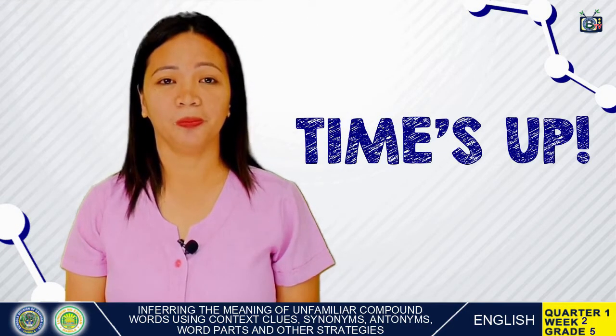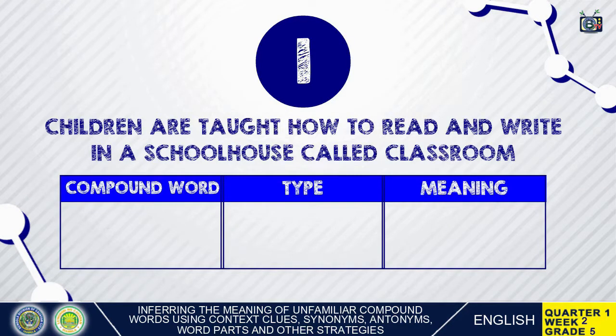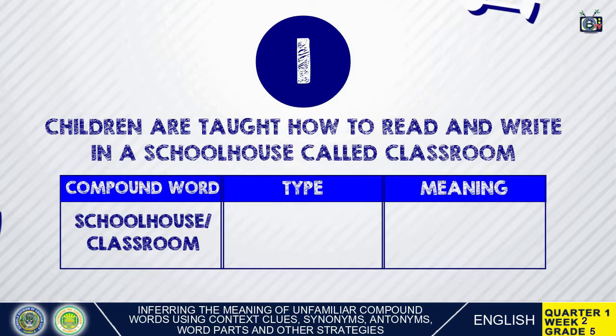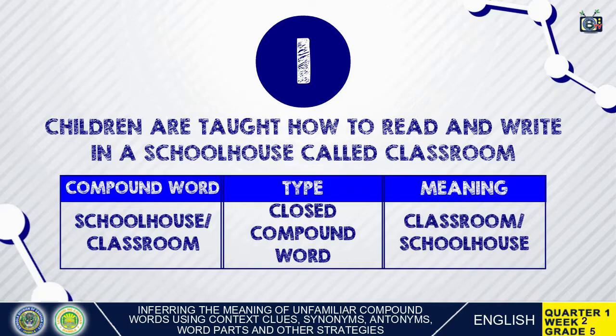Time is up. Let's check your work, children. The compound word in sentence number 1 is? You're right, schoolhouse or classroom. What type of compound word is it? Good job. We call it closed compound word. And what is the meaning of the compound word? That's right, the answer is classroom or schoolhouse.